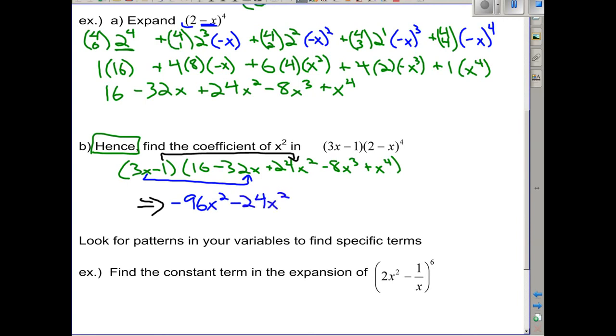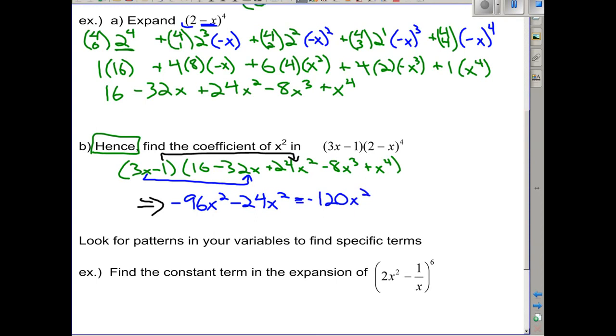I don't have to do the whole expansion to figure out what the coefficient of x squared is going to be. I could, but it would be a waste of time. And as you know, time's at a premium in these exams. That gives us negative 120 x squared.